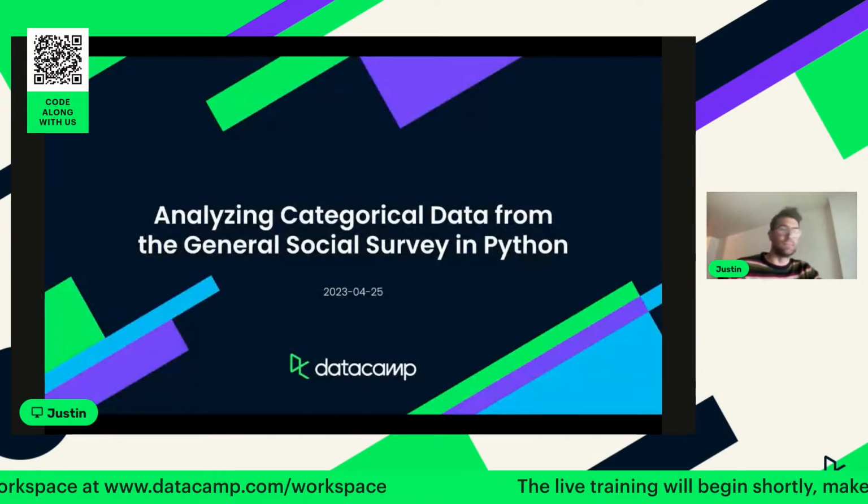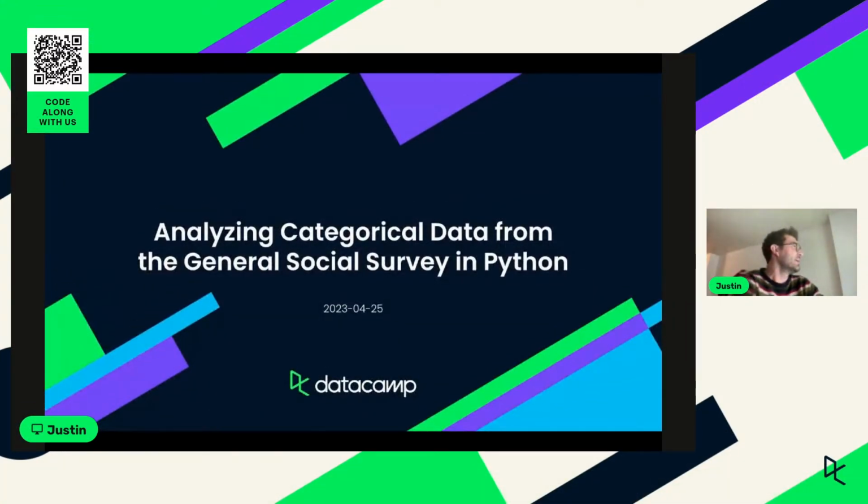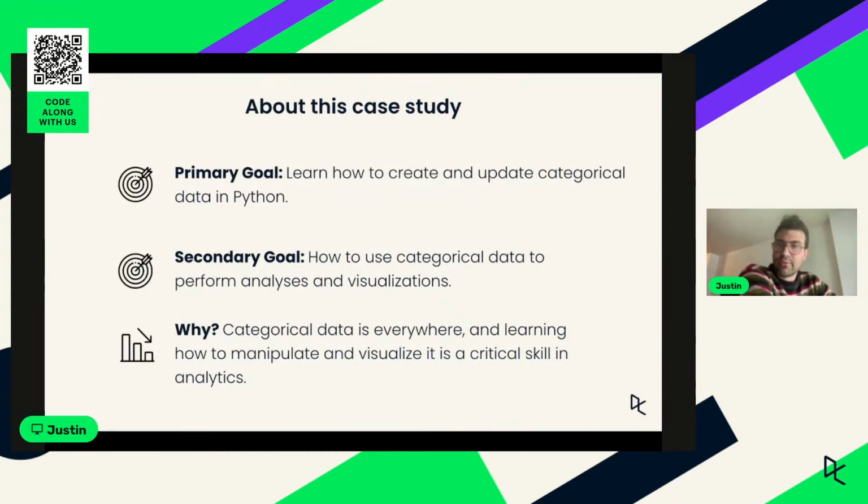So I've got some slides prepared. Just to go over what we're going to be covering today, as Richie said, our primary goal is to learn how to work with and update categorical data in Python. Our secondary goal will be to actually use these categories we've cleaned up and created to perform some light analyses and visualizations. Why? It's also what Richie dove into. It's everywhere. It's really important to be able to use both for basic analyses, but also for machine learning. Basically, almost every element of analytics, you'll probably encounter categorical data.